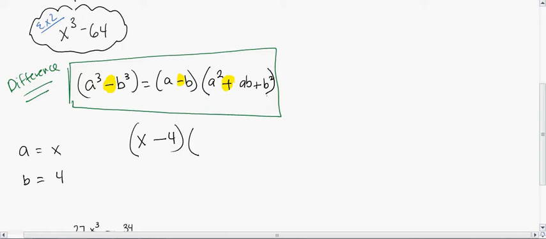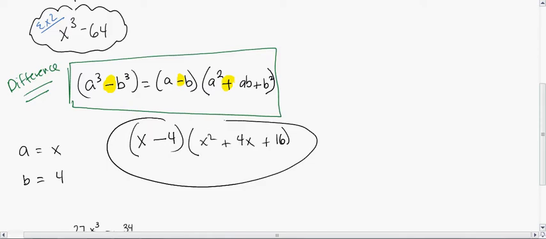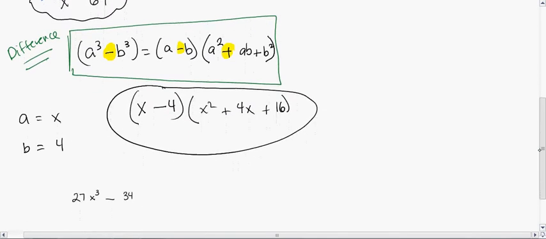So I got my parentheses up here. There we go. Second factor is x squared plus A times B. That'll be 4x. And then B squared is going to be 4 times 4 again, or 16. And there we have it. Here's my answer: x minus 4 times x squared plus 4x plus 16. Let's do one more.